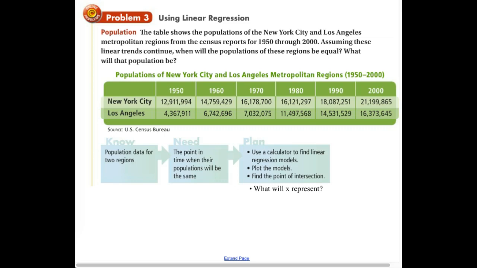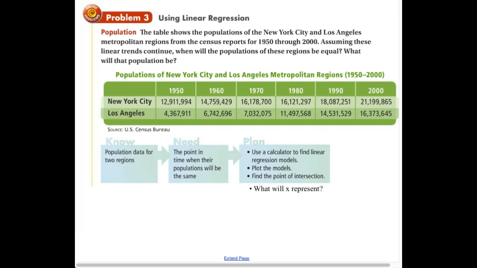So if we look at New York City, they are increasing, starting at around 13 million, increasing. Los Angeles started a little over 4 million, but it's also increasing. Okay, and you can see by the year 2000, they're getting closer together, but they're still not quite there. So the question is, when will the populations be equal, and what would that population be?